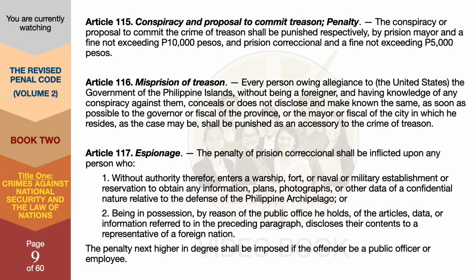Article 117. Espionage. The penalty of prisión correccional shall be inflicted upon any person who: 1. Without authority therefore, enters a warship, fort, or naval or military establishment or reservation to obtain any information, plans, photographs, or other data of a confidential nature relative to the defense of the Philippine archipelago, or 2. Being in possession, by reason of the public office he holds, of the articles, data, or information referred to in the preceding paragraph, discloses their contents to a representative of a foreign nation. The penalty next higher in degree shall be imposed if the offender be a public officer or employee.